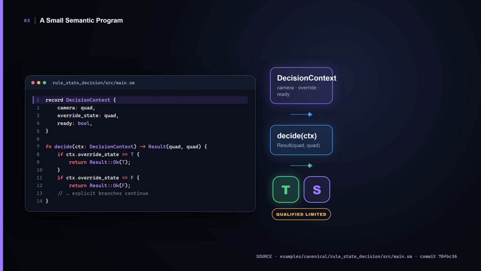Here is the canonical rule state example used in our recorded demonstration. It defines a decision context with a camera state, an override state, and a Boolean readiness flag. The decide function returns a result containing a quad. A strict override wins first. An unknown camera becomes an explicit error state. If the system is ready, the function returns T. Otherwise, it can return conflict S. The main construct matches the context against the result and asserts the expected verdict. The important point is not the business rule. It is that the source keeps unknown and conflict visible all the way through the decision.